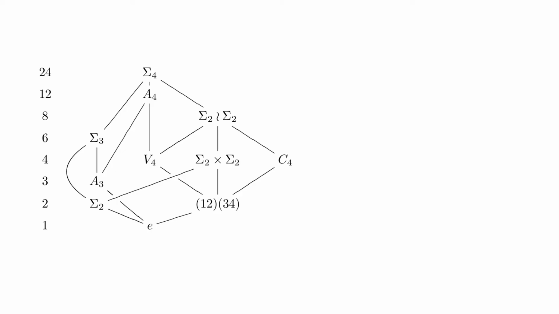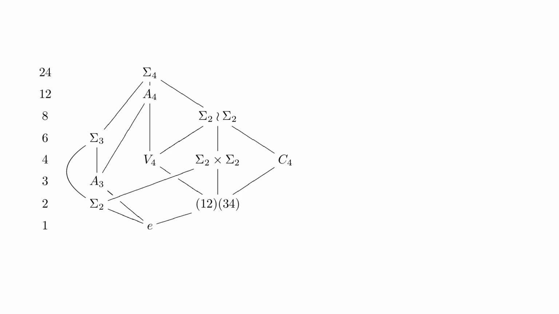The symmetric group sigma 4 has 11 conjugacy classes of subgroups, and representative subgroups are displayed in this diagram. The left column lists the order of a subgroup, and lines denote subconjugacy. There are 2 conjugacy classes of elements of order 2, the transpositions, denoted here by sigma 2, and the products of 2 disjoint transpositions. The group A3 of order 3 is generated by a 3-cycle, and it is a 3-Sylow subgroup of sigma 4.